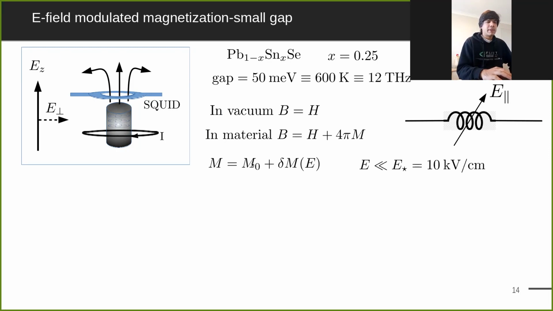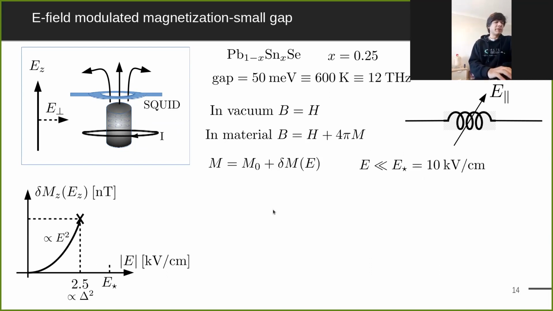And then when you measure magnetization, it has a component that's independent of electric field. And we find that it also has an electric field dependent component. Bear in mind that you can't apply just any electric field on the system, because it has a finite gap. So you should avoid fields that are near 10 kilovolts per centimeter. What we predict is that if you increase the electric field, you should observe a change in magnetization in the B field direction, proportional to the applied electric field squared. And this limiting value, 2.5 kilovolts per centimeter, is proportional to the gap squared of the material.